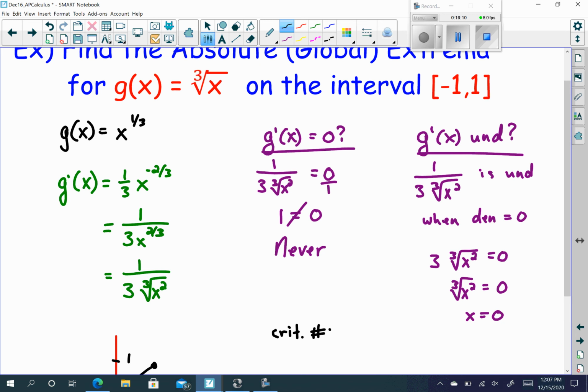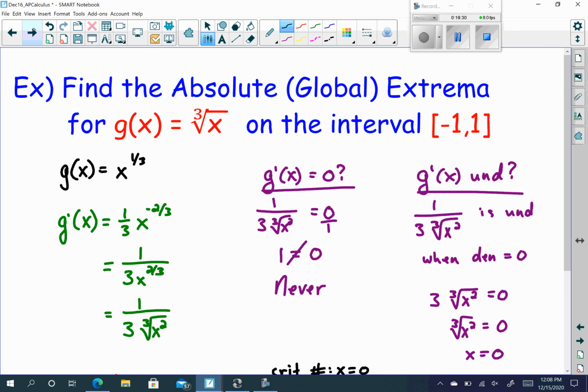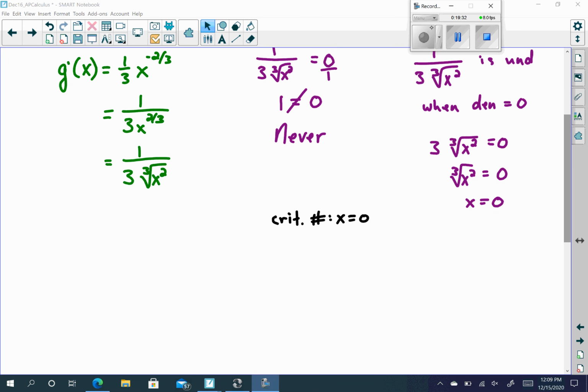Is x equals 0. However, because we have a closed interval, let me go back to this picture. Notice at the endpoint, that's also where an extreme value, an absolute max or min can occur. So not only do we have to check the critical numbers, we also have to check the x values of either end of the interval. So in this case, whenever we're asked to find absolute extrema over a closed interval, we're going to make a table.